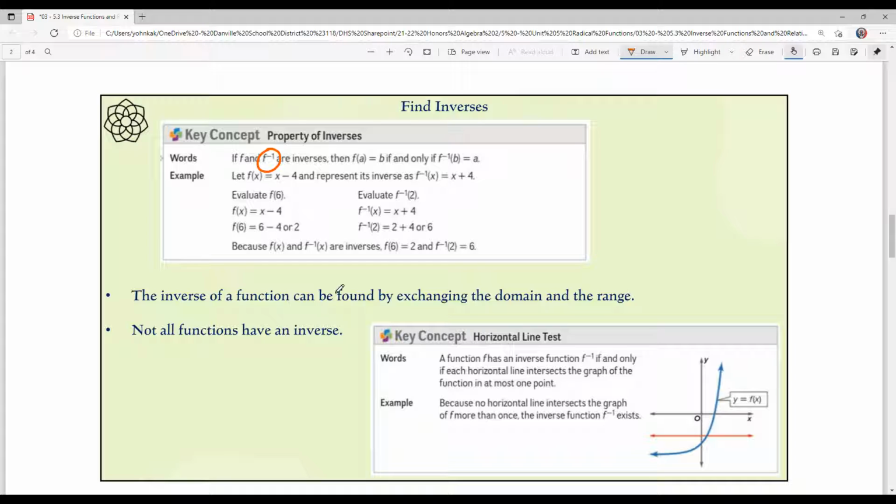Not all functions have an inverse though, and so there's something called the horizontal line test. You may recognize the words vertical line test to see if something is a function or not. Well, a horizontal line test is to see if something has an inverse. So a function f has an inverse function f⁻¹ if and only if each horizontal line intersects the graph of the function in at most one point. So if I have a function here in blue, if I can draw a horizontal line and only cross the function once, then it does have an inverse, and then I can proceed and find it.